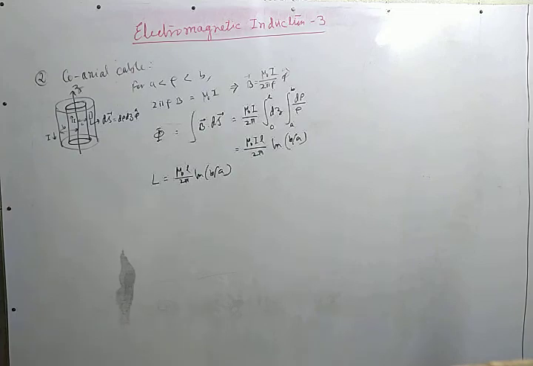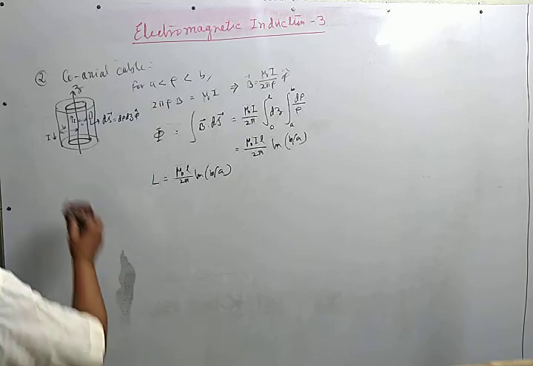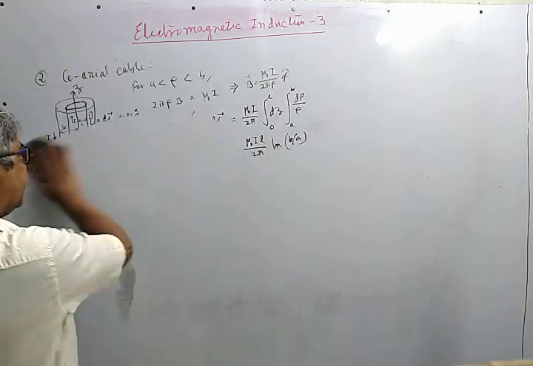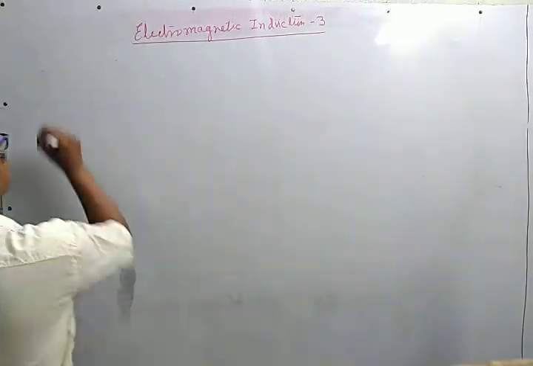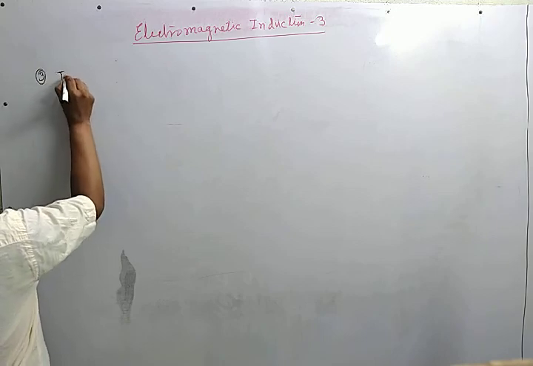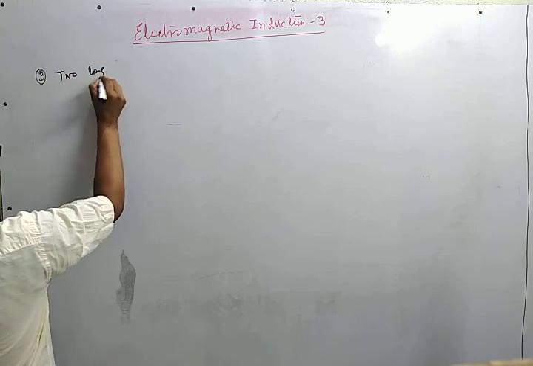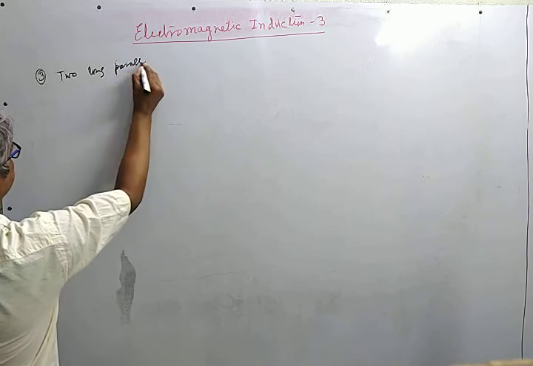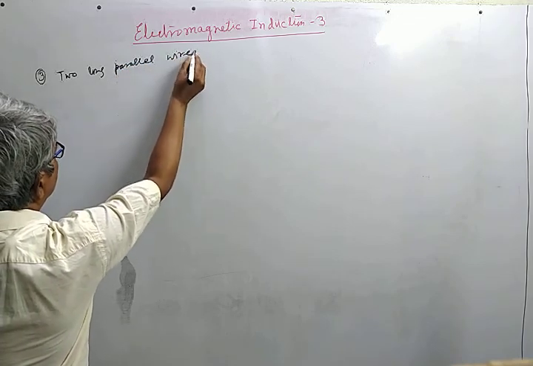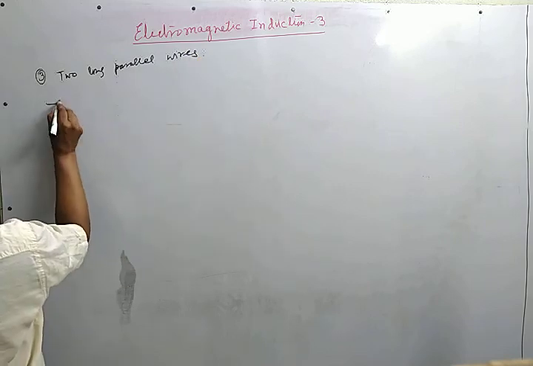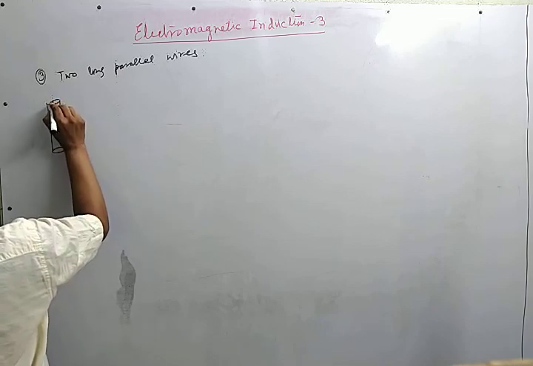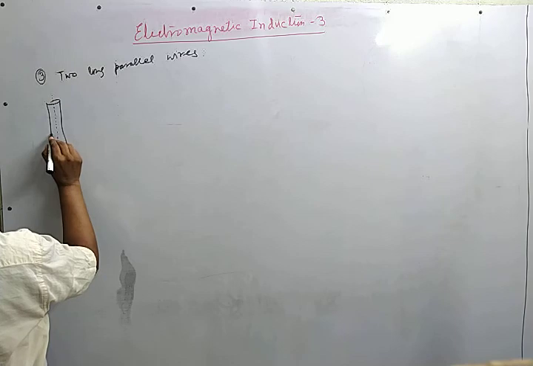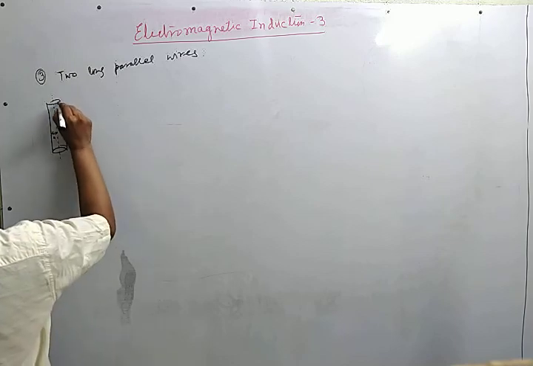Another example we consider for the calculation of self-inductance is the two parallel wires, two long parallel wires carrying the current in the same direction. This is going to be our third example. Two long parallel wires carrying current. So we have one wire like this. This is its axis, and this is the thickness of the wire, cylindrical wire.